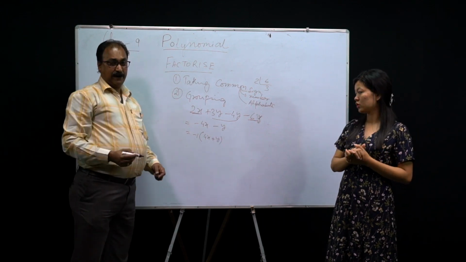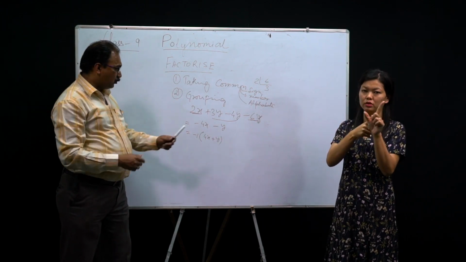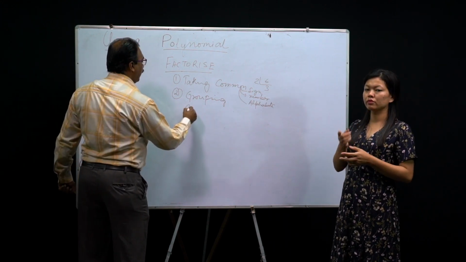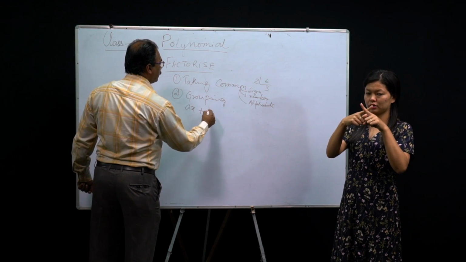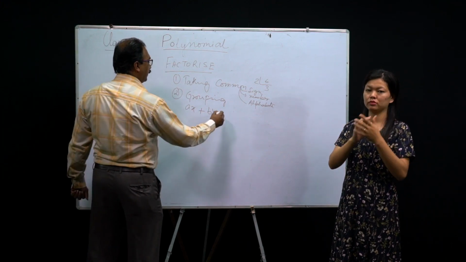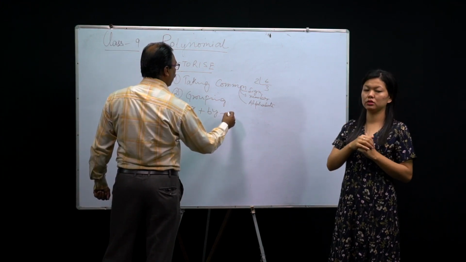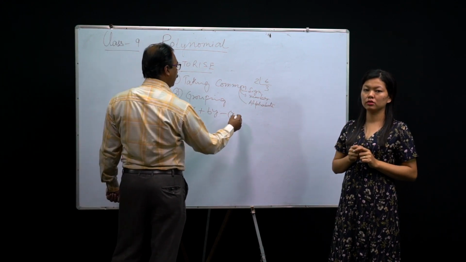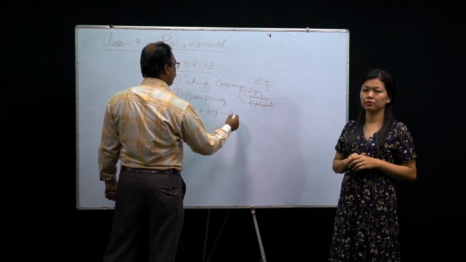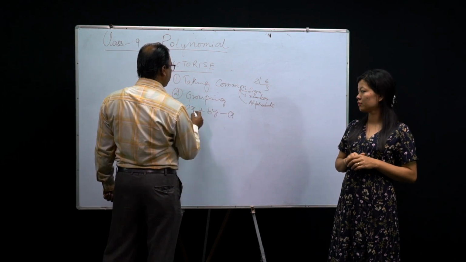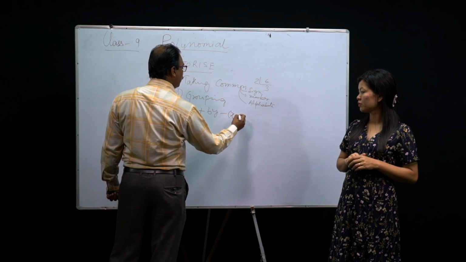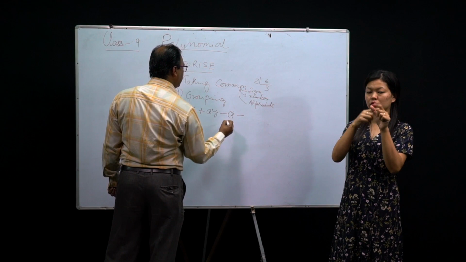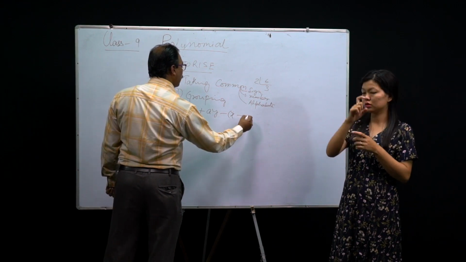So this is also a factorize. We can make others also. I'll show you another example. If I write ax plus by, then minus cx, and ay, minus cy.